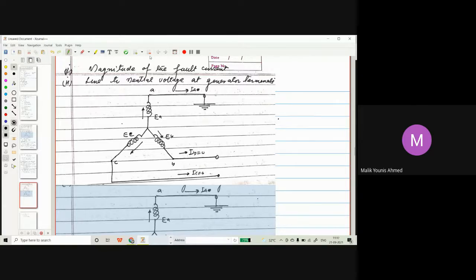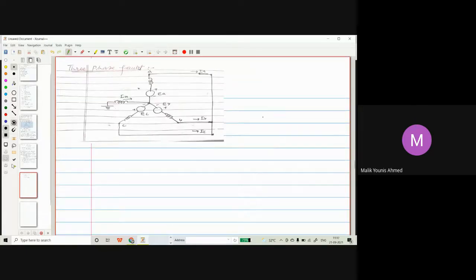Okay, next what we have is a three-phase fault. A three-phase fault is also very important. Now, what is a three-phase fault? In this case, what's going to happen? Whenever we are talking about a three-phase fault, all the three phases will come to the ground, all the three phases.